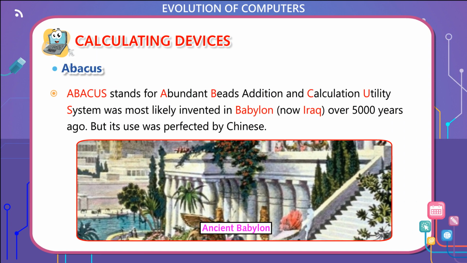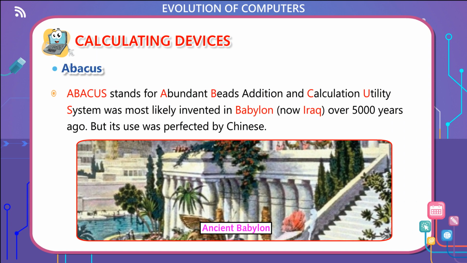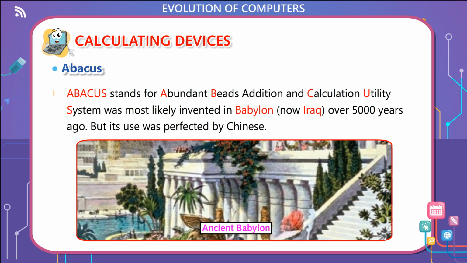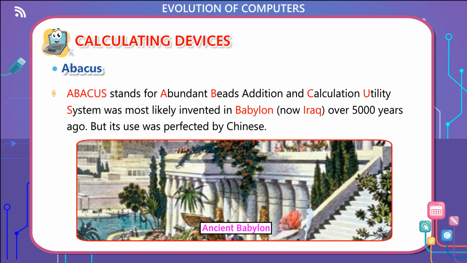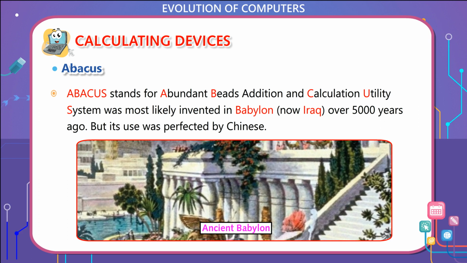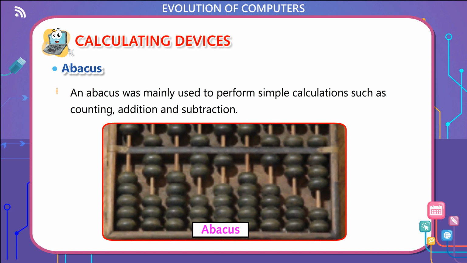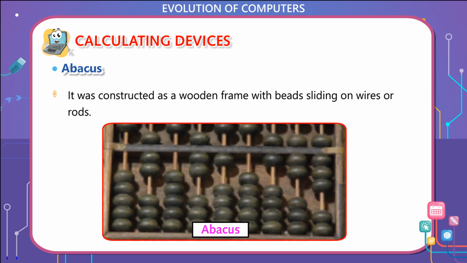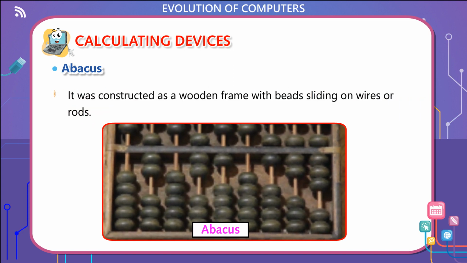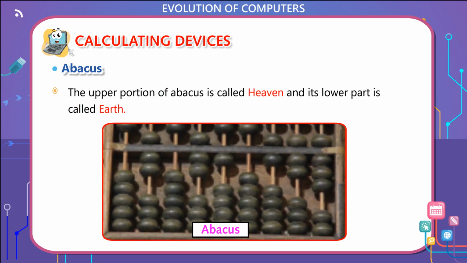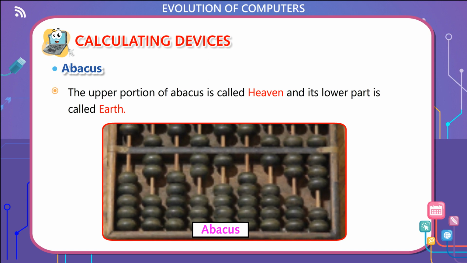Abacus. Abacus stands for Abundant Beads Addition and Calculation Utility System. It was most likely invented by Babylon, now Iraq, over 5,000 years ago, but its use was perfected by the Chinese. An abacus was mainly used to perform simple calculations such as counting, addition and subtraction. It was constructed as a wooden frame with beads sliding on wires or rods. The upper portion of the abacus is called heaven and its lower part is called earth.